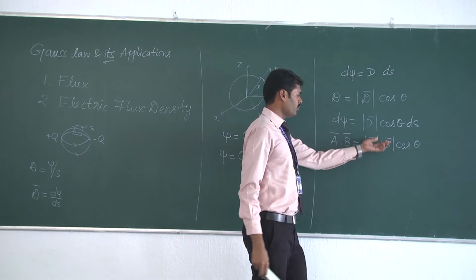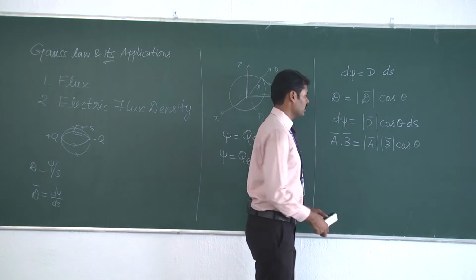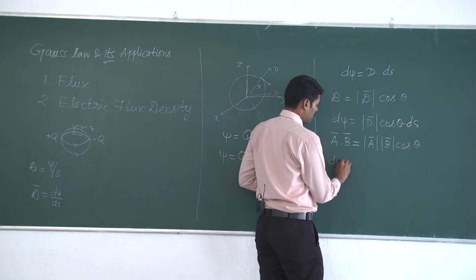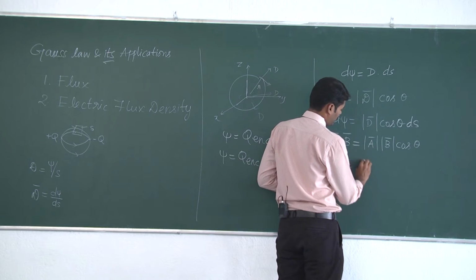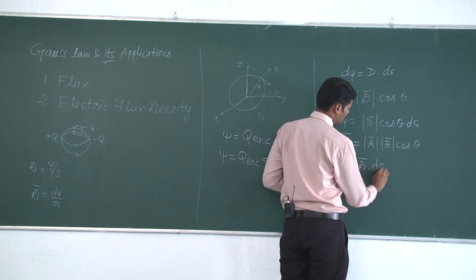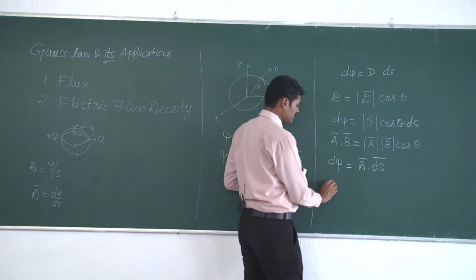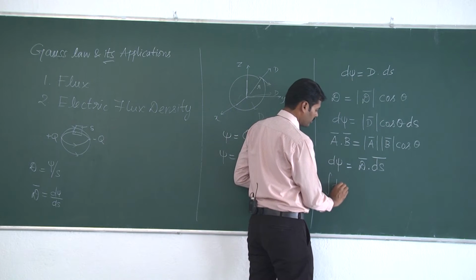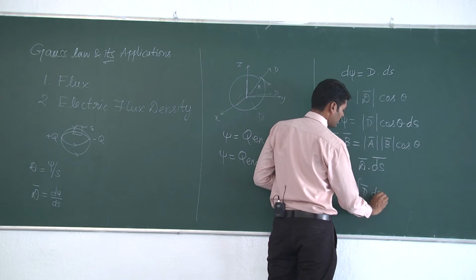So this is of the form modulus of a vector into modulus of b vector into cos theta. So it can be written as d xi is equal to d vector dot ds vector. So if we are taking integration on both the sides, then we will get integral of d xi is equal to integral of d vector dot ds vector.